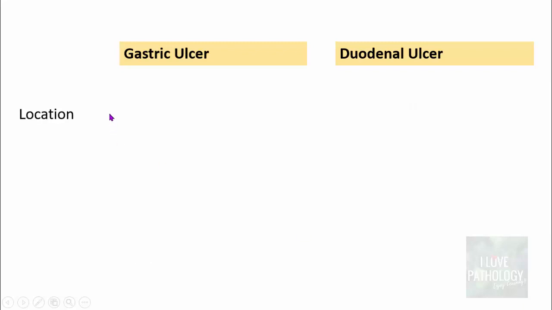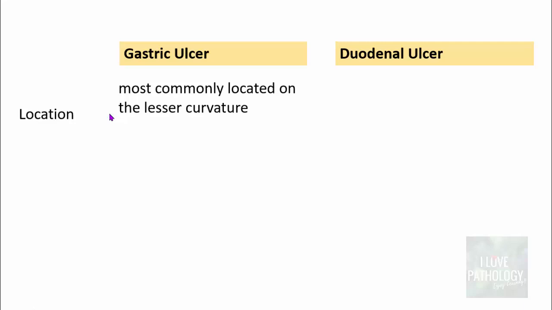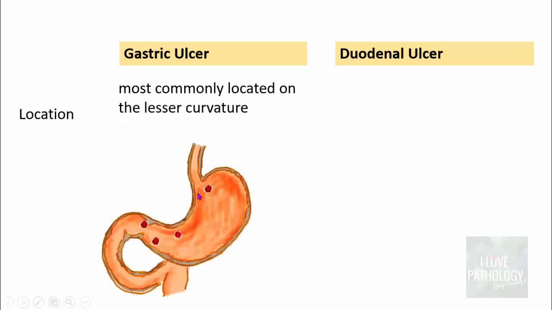Now, what is the location of gastric ulcer? The most common location of gastric ulcer is on the lesser curvature. So these are the most common locations of gastric ulcers. These are categorized into different types. One is type 1 ulcer. This is the ulcer usually present on the lesser curvature. This is type 1 ulcer.